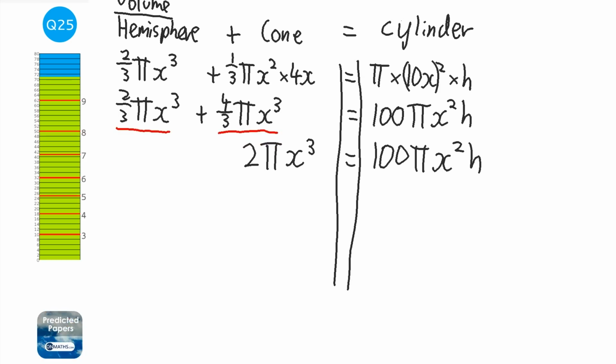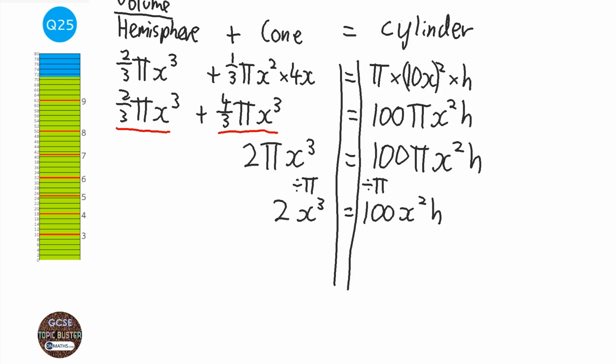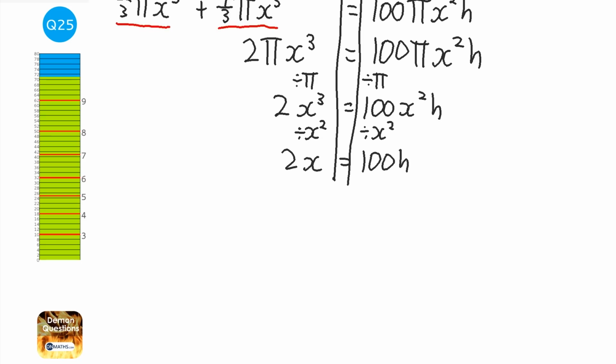Okay. So first thing I need to do, well, let's have a look. What's easy to do? Well, what's easy to do is just divide both sides by pi. Let's get rid of the pi's. So 2x cubed equals 100 x squared h. Now we want h on its own, so we're getting close. We need to divide by the x squared first to get h on its own. So I'm going to divide by x squared. So we get 2x equals 100h. So we can already see we're really close. So to get h on its own, we need to divide both sides by 100.